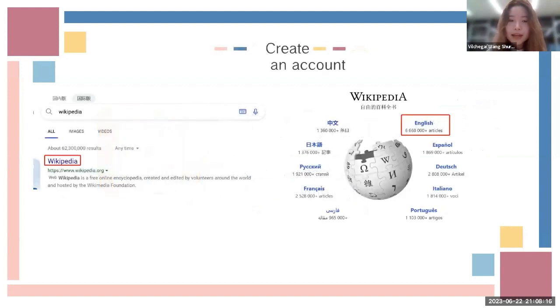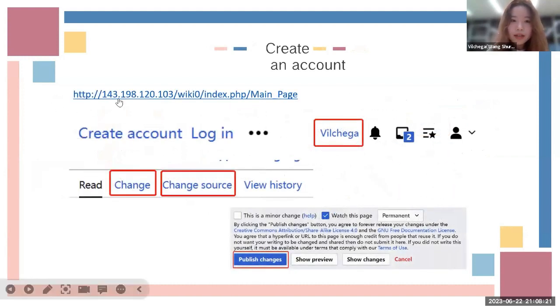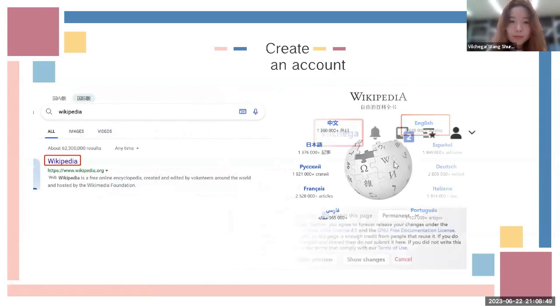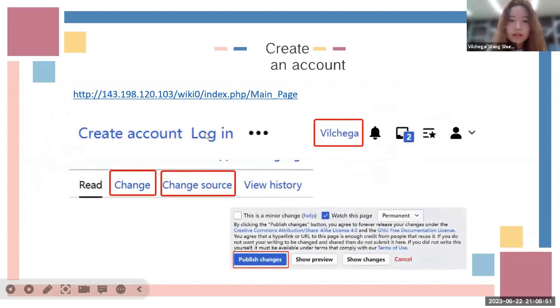We have a BA Lab account. Here you can see the link. Click it and you will open it directly. And of course, you can create your individual account. You can just search Wikipedia in Google, and then you will see this page. You can select your language. I suggest you use English. And then create account. Once it's finished, you will see this page.